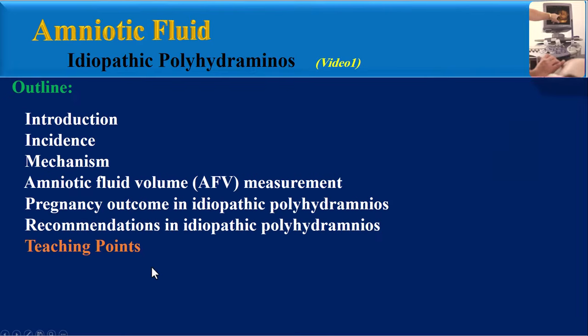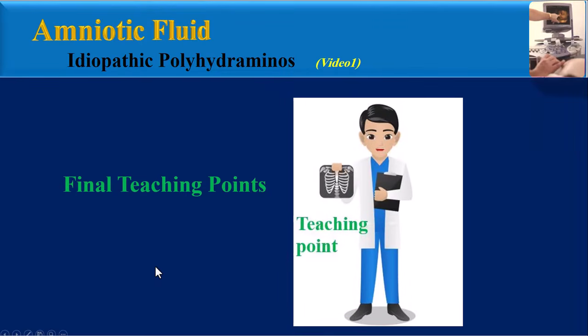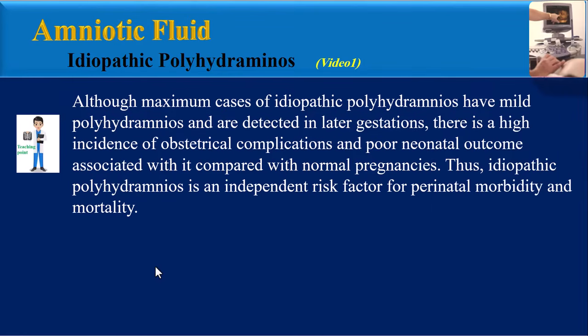Now, please pay attention to these final teaching points. Although the majority of cases of idiopathic polyhydramnios are mild and detected in later gestations, there is a high incidence of obstetrical complications and poor neonatal outcome associated with it compared with normal pregnancies. Thus, idiopathic polyhydramnios is an independent risk factor for perinatal morbidity and mortality.